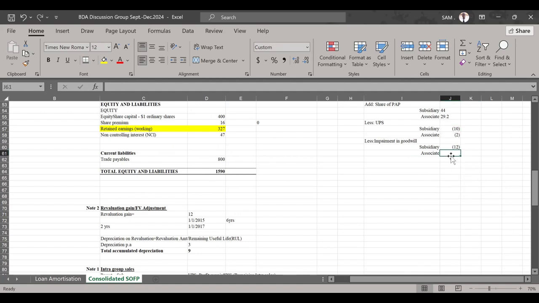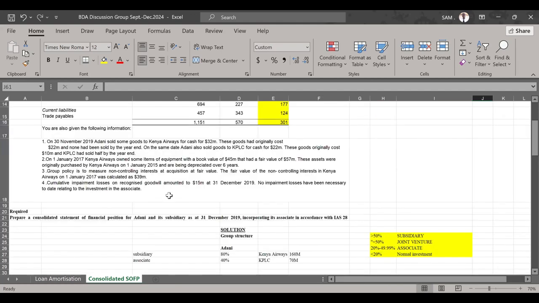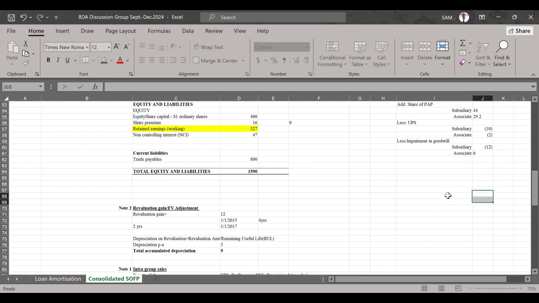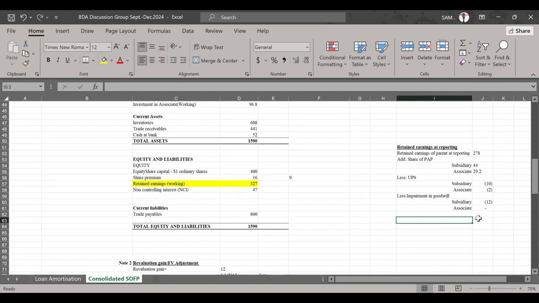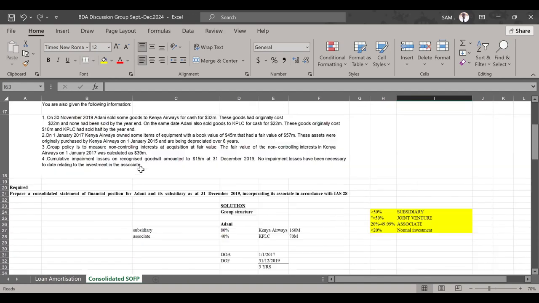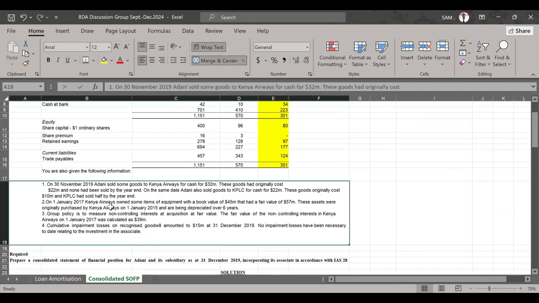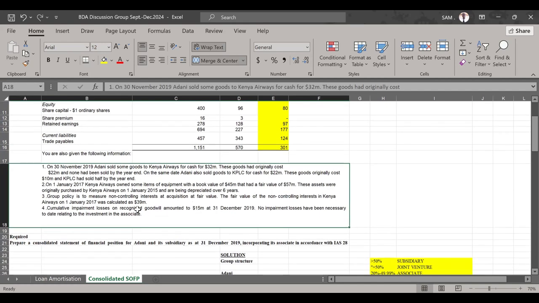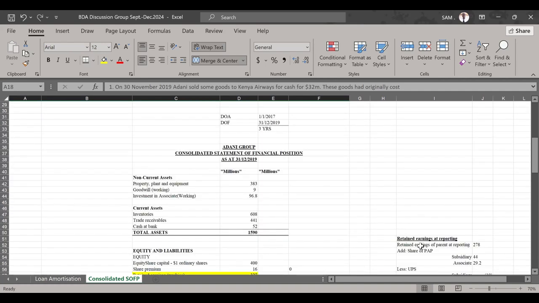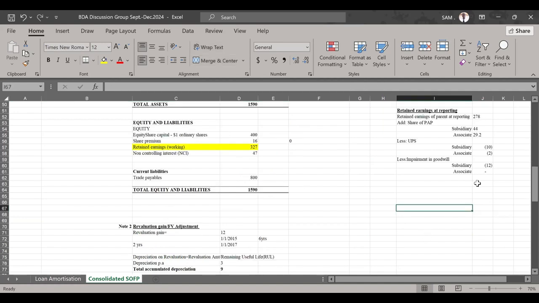Then in the associate, was there any impairment in associate? I don't remember seeing any impairment in our associate, so that will just remain 0. That was not given. Then now I think, have we considered everything that affects our retained earnings? I think yes. If I look at this additional information, this intracompany sales, fair value adjustment do not affect the value of retained earnings there. NCI, no. Impairment is only on goodwill. So I think we have all that affected our retained earnings.